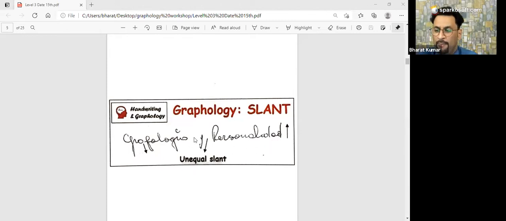So all the alphabets are having unequal slant here. Unequal slant means nothing is fixed.